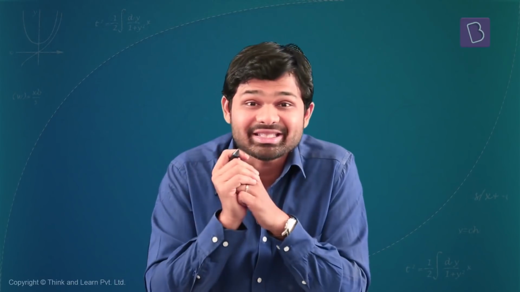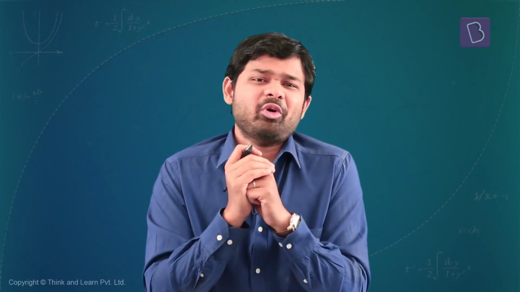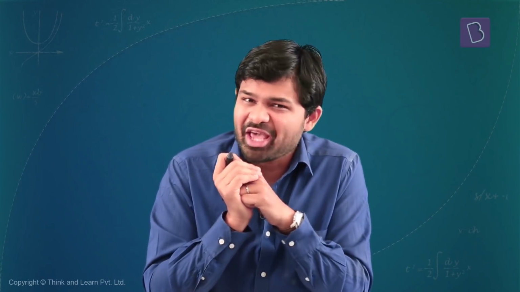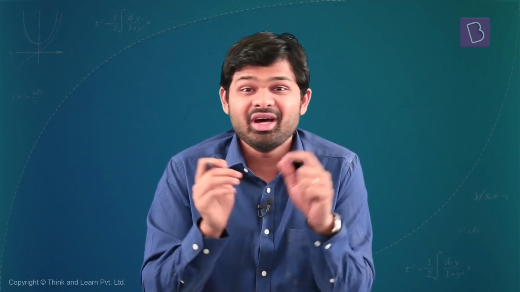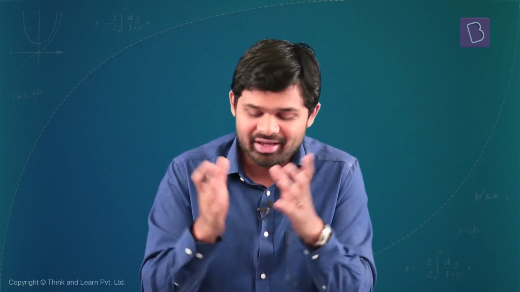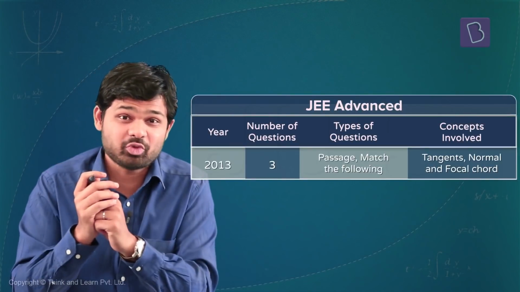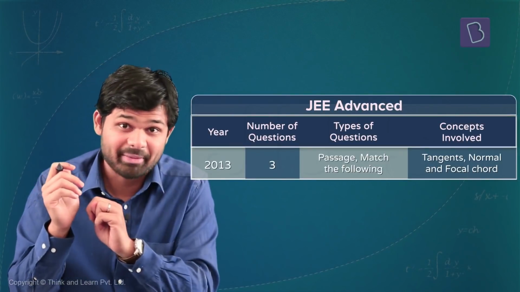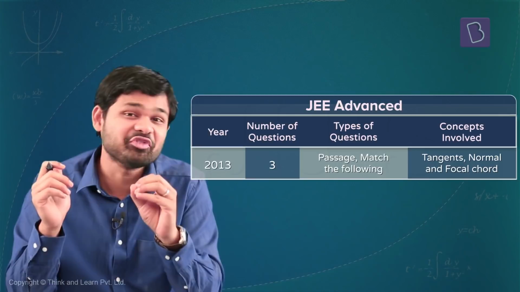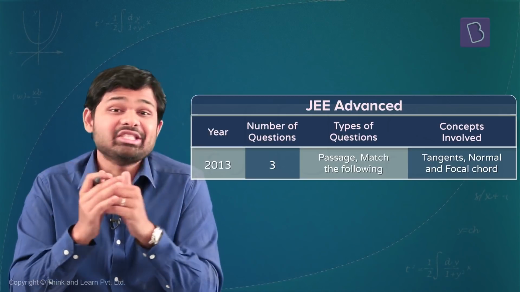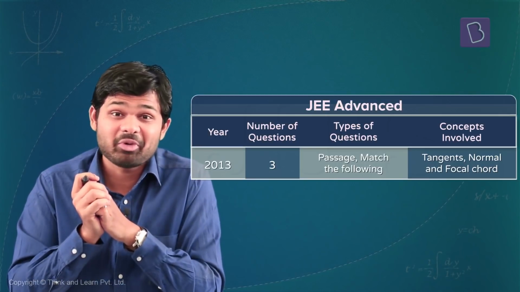Well, when it comes to advanced examination, if you don't know parabolas, I'm slightly worried because every year in the advanced examination, 2 questions come from parabola at least. And if you don't know parabola, you're losing a lot of marks. Let's take the case of 2013. There was one passage type of questions, which means there were 2 questions from that passage. And then there was one match the following type of questions. And these questions had a lot of concepts of parabolas involved.